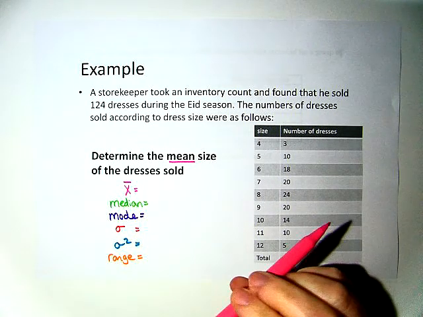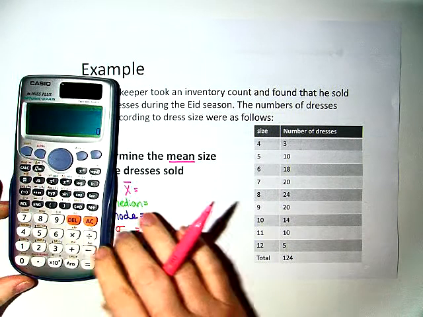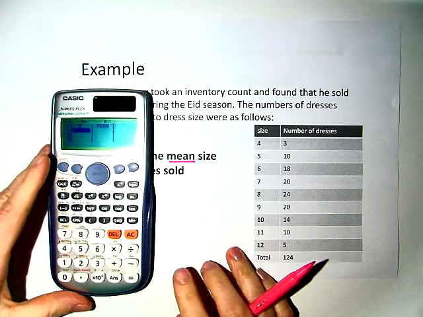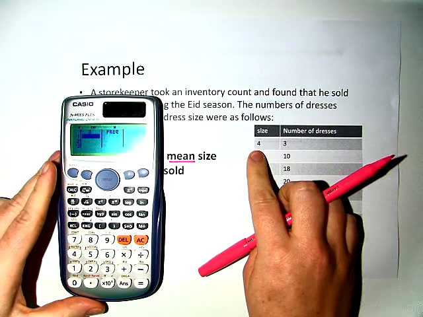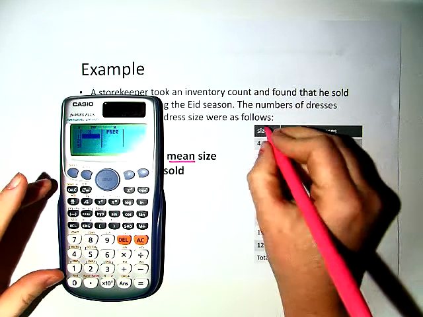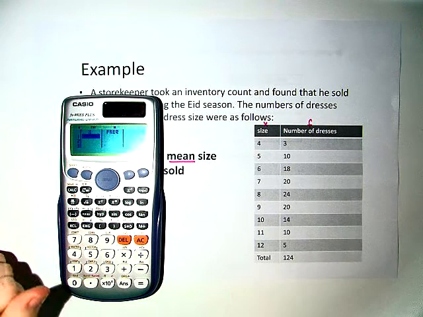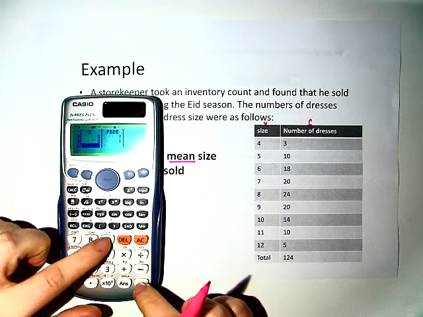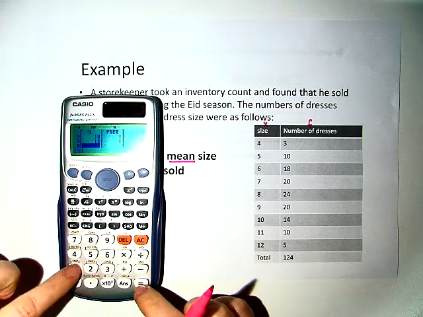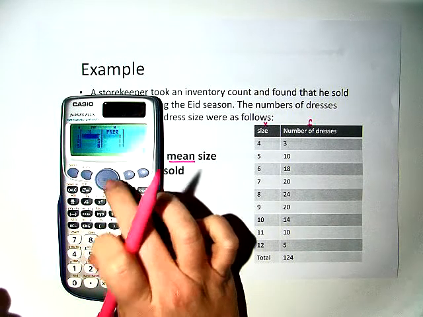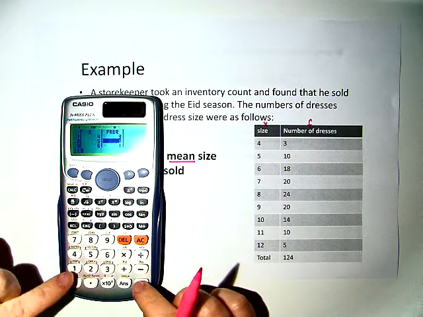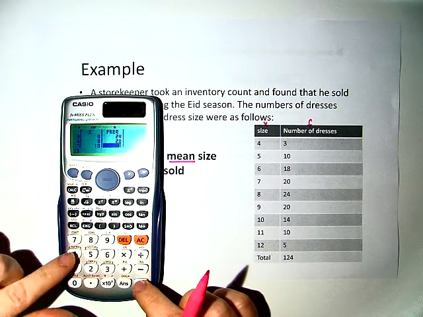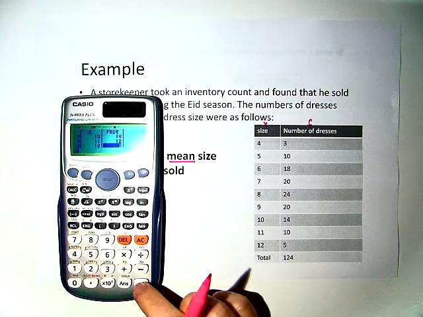So for the mean size of dresses, we have to use our calculator and go ahead and put it in. If there's anything in your data already, please clear it out. The size is our X, this is your actual data. The number of dresses is the frequency. So 4, 5, 6, 7, 8, 9, 10, 11, 12. And the frequency was 3, 10, 18, 20, 24, 20, 14, 10, and 5.